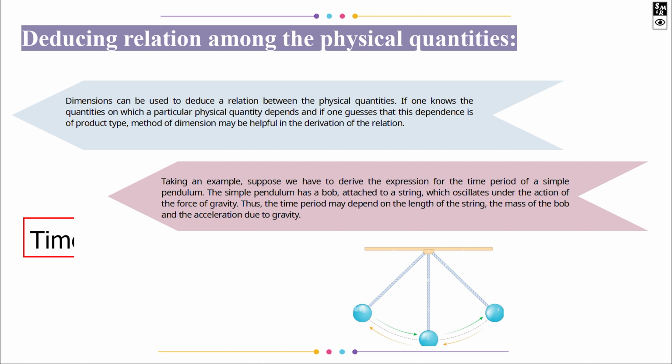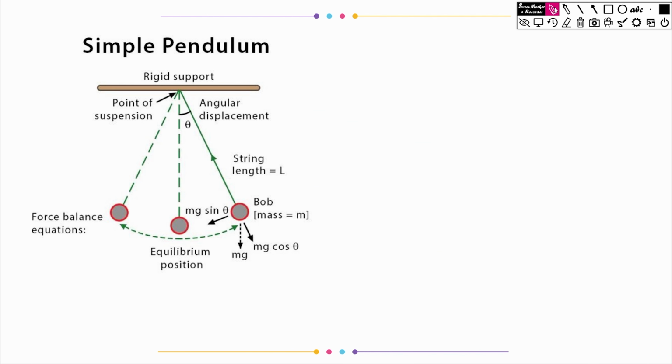Thus, the time period may depend on the length of the string, the mass of the bob, and the acceleration due to gravity. Let us take an example. Suppose we want to derive the expression for the time period of a simple pendulum. So the pendulum has a bob of mass m, which is attached to a string from a rigid support, and it is oscillating under the force of gravity in the following manner. Thus, the time period may depend on the length of the string, the mass of the bob, and the acceleration due to gravity. We assume the dependence of time period on these quantities is of product type.